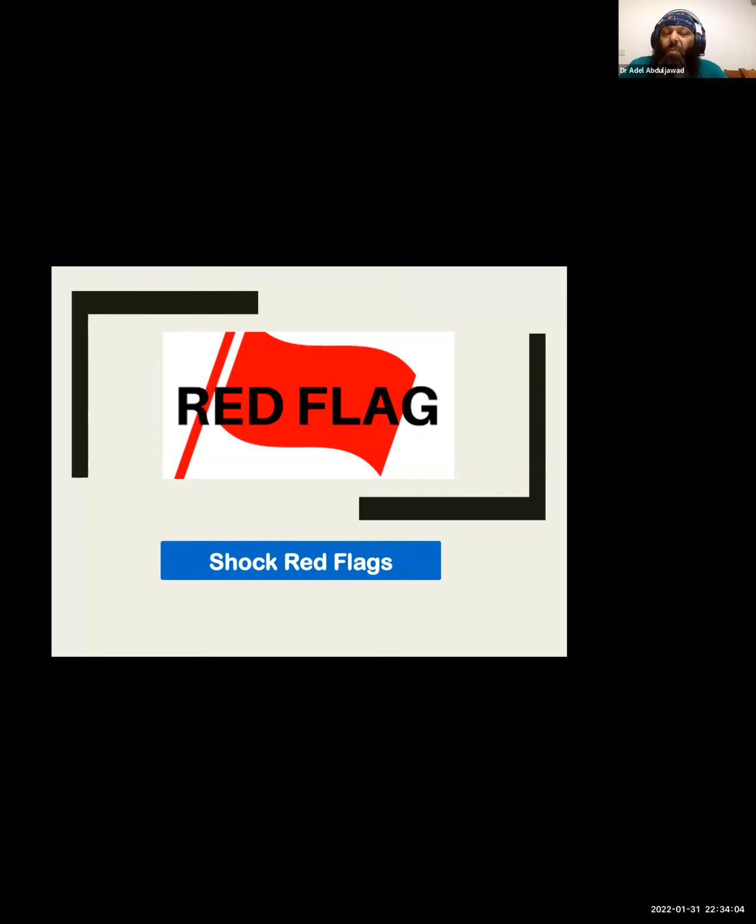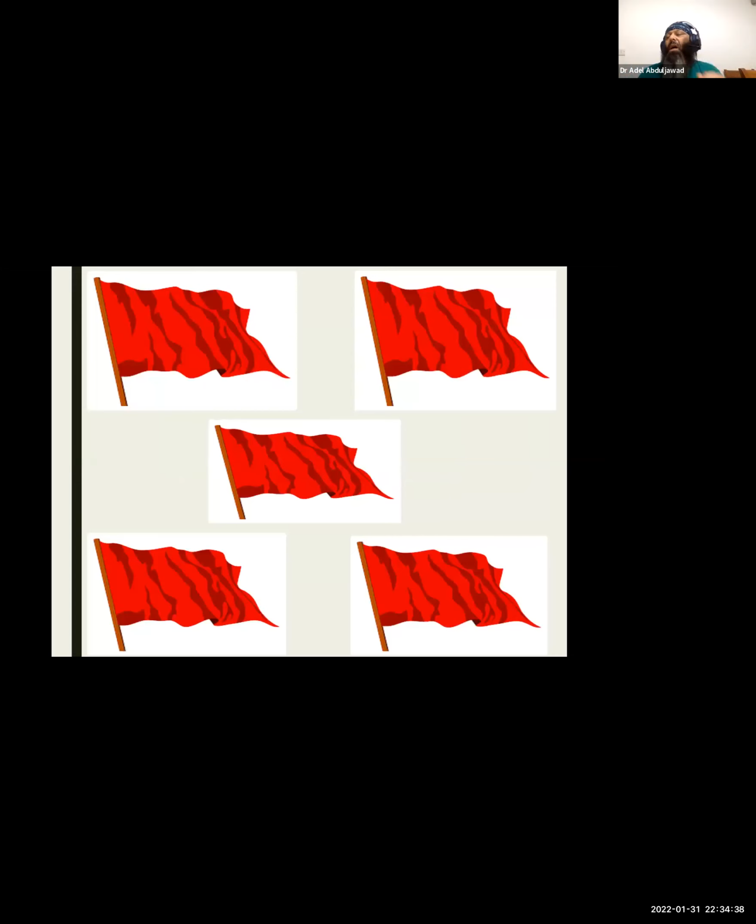There are common red flags in ventilated patients, red flags in hypotensive patients, red flags in COVID patients, red flags in patients with AKI, for example. So for the shock state, we have certain red flags that will alert you. It will tell you that you can act preemptively. So red flags are very important for this. In shock, we have five red flags.